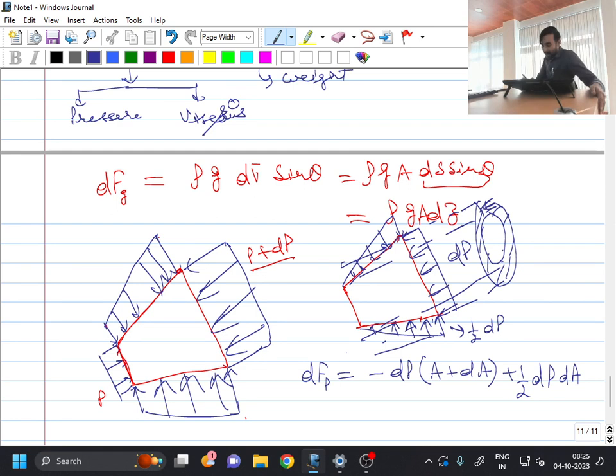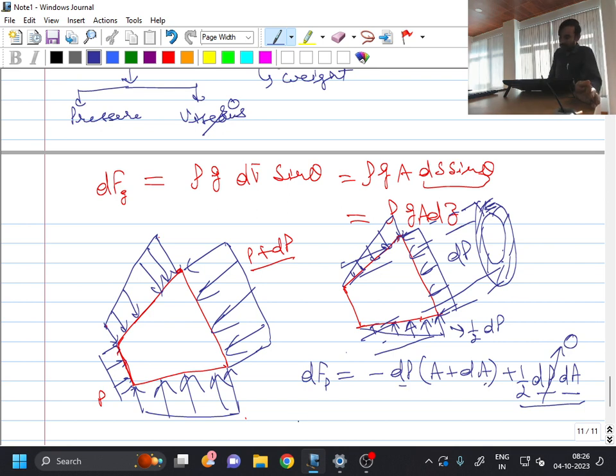So half dP is the average pressure and it is acting on a projected area of dA along the streamline. That is why I am using half of dP into dA. Now, considering only the first order terms in the pressure terms, if I neglect the second order terms, then dP into dA will be very small, it will be 0. So ultimately I can write that the pressure force is nearly equal to minus dP times A, neglecting the second order terms.